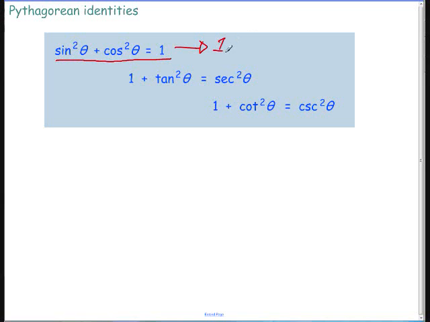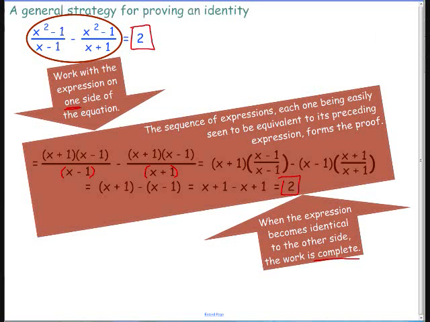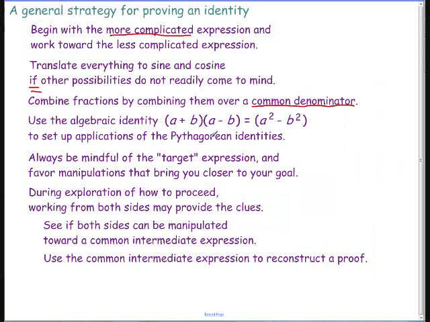You may see 1 minus sine squared theta equals cosine squared theta. Or similarly with these can be written as equivalent identities where you actually have a difference of squares. So that particular algebraic knowledge can be very helpful. Keep in mind where you're headed. That will sometimes inform you in what you're going to do next.